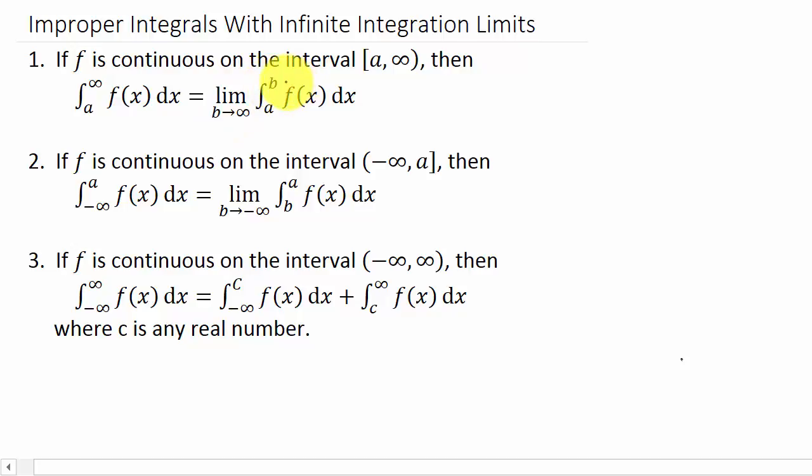Then we're taking the limit as b goes to infinity. It's similar if we're going from negative infinity to a, except b would be going to negative infinity. And if both limits are going to infinity, one to negative infinity and one to positive infinity, then we split it up. We go from negative infinity to some number c, plus the integral from that number to infinity. Typically we'll make this number 0, but c can be any real number. Alright, so let's take a look at an example.